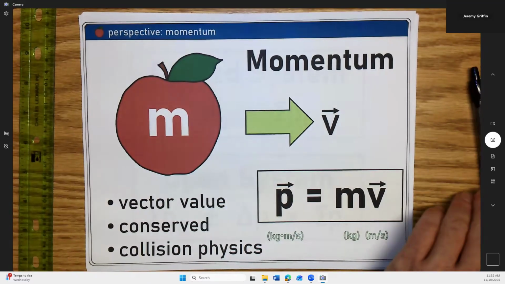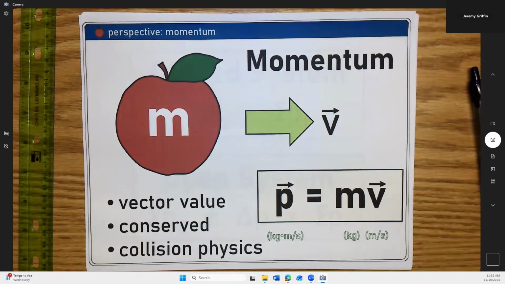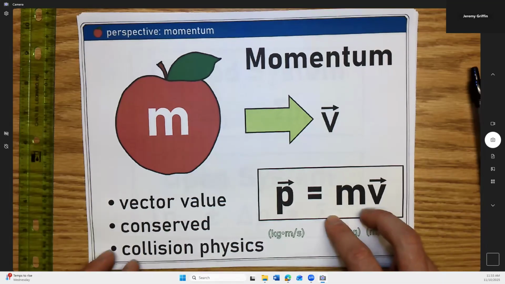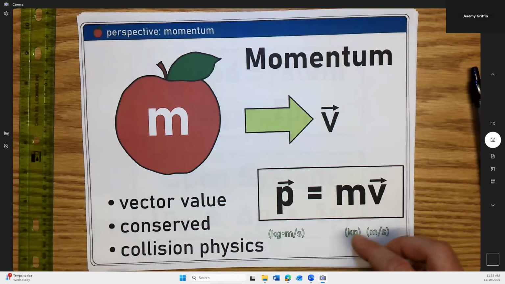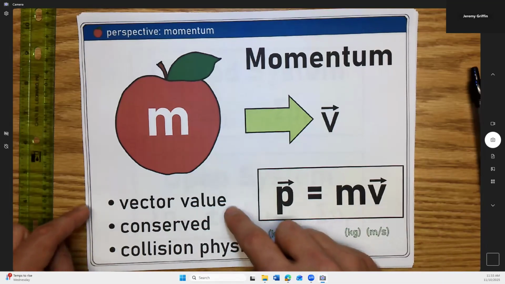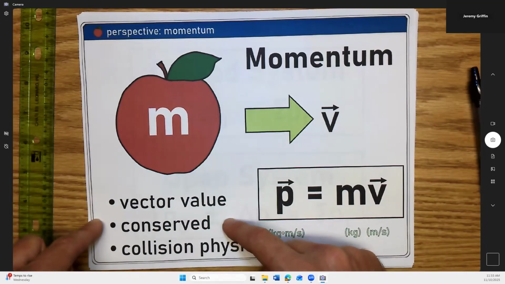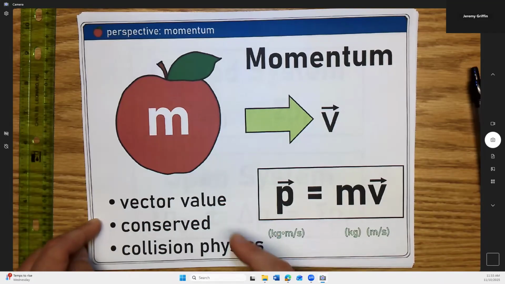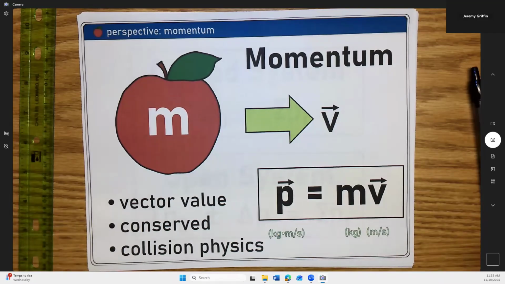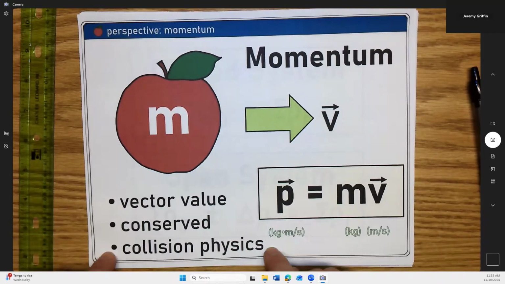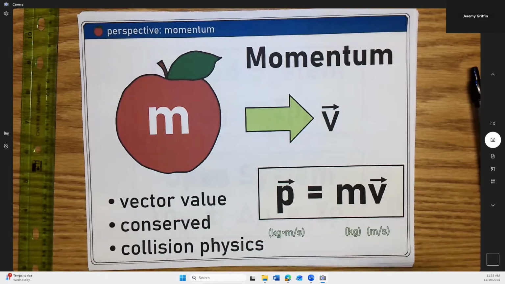Now, that has not mattered for the past couple of weeks because energy was a scalar, so you could just add everything up. But with momentum, if it's going left to right, you do have to consider is it negative or positive. So this is a vector value. It is conserved, so you cannot create or destroy momentum, a lot like you cannot create or destroy energy. So that's a similar concept to last week. And it's involved in collision physics. Anytime you see collisions, you're thinking in terms of this. Everybody good with that so far?